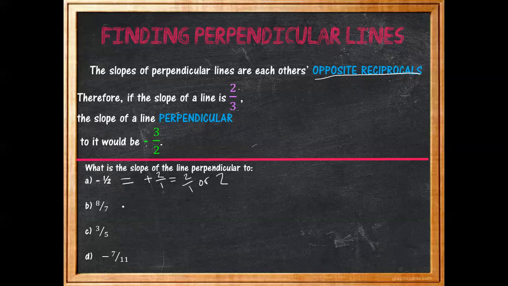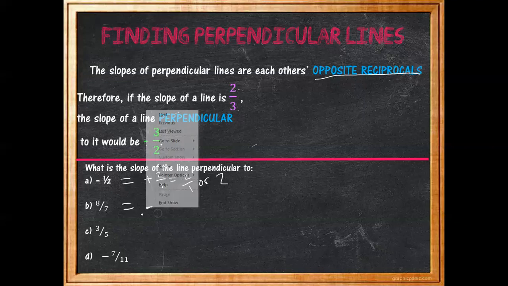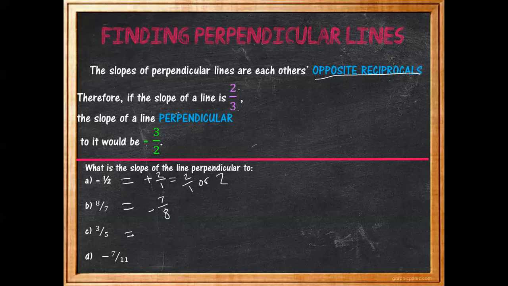For 8/7, this one is a positive slope, so we're going to make it negative. The reciprocal then is going to be 7/8. So our answer for that one is -7/8. For 3/5, this is positive, so we're going to make it negative, and then we're going to flip our numbers. So -5/3. And for this one, it's negative, so our new slope is going to be positive, and we're going to flip these two around, so it's going to be positive 11/7.